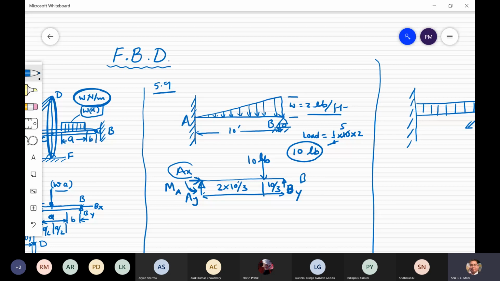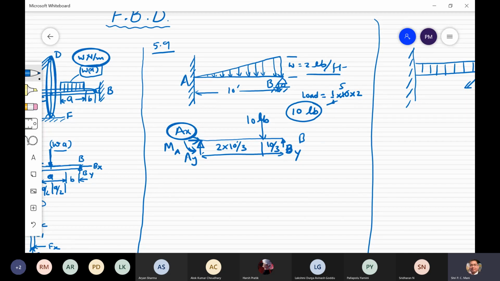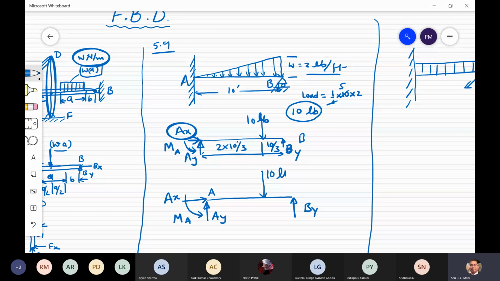Okay, as only vertical load is there, your AX will not be there. Directly you can write that, but this is the free body diagram, and you have to apply each and everything. So when you calculate, you will get AX equal to 0. So here this is AY, AX, this is A location, and this is MA, and this one is roller support, you will get dy, and this is the 10 lb at a distance 10 by 3 feet. So this is the free body diagram of this one.